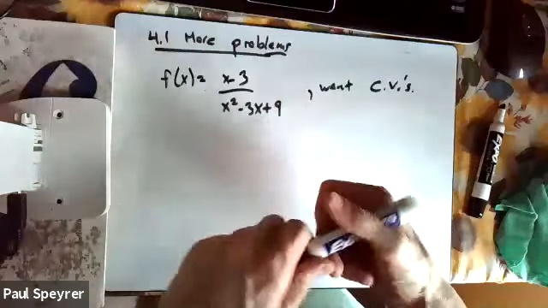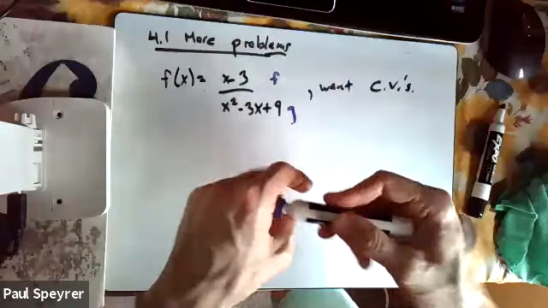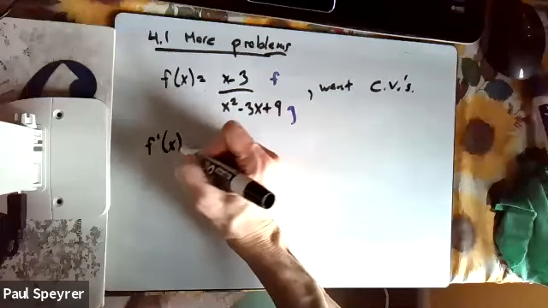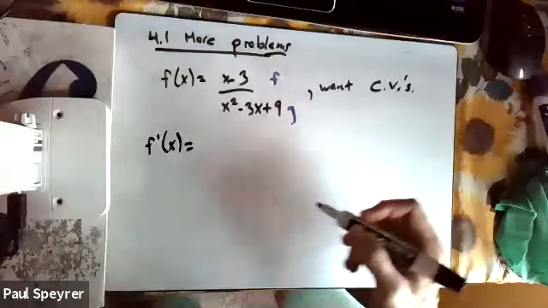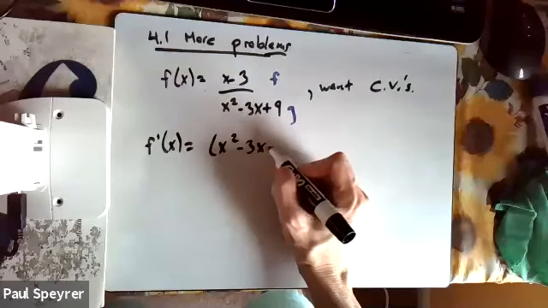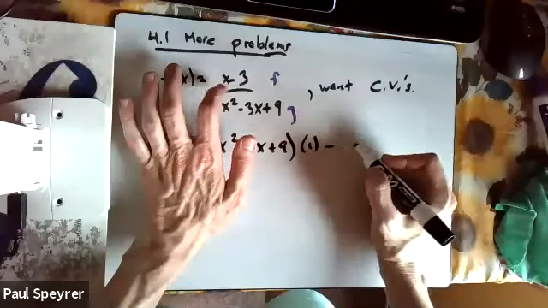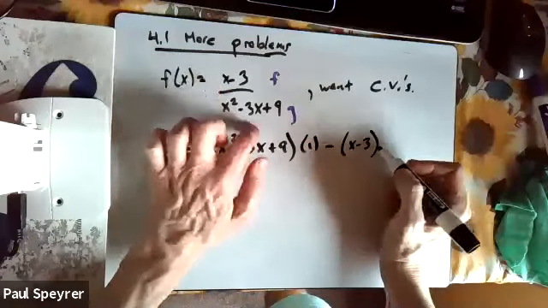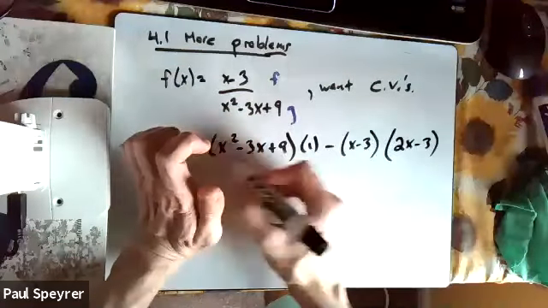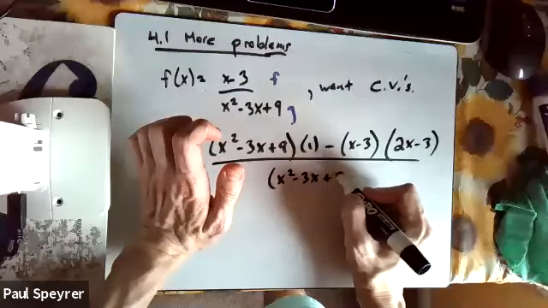Well, how do we find the derivative of a quotient? Gotta do the quotient rule, right? So f prime of x right here. Remember, for the quotient rule, it's g f prime minus f g prime over g squared. So we have g times f prime, the derivative of the top is just 1, minus f times g prime. G prime in this case would be 2x minus 3, all divided by the denominator squared.